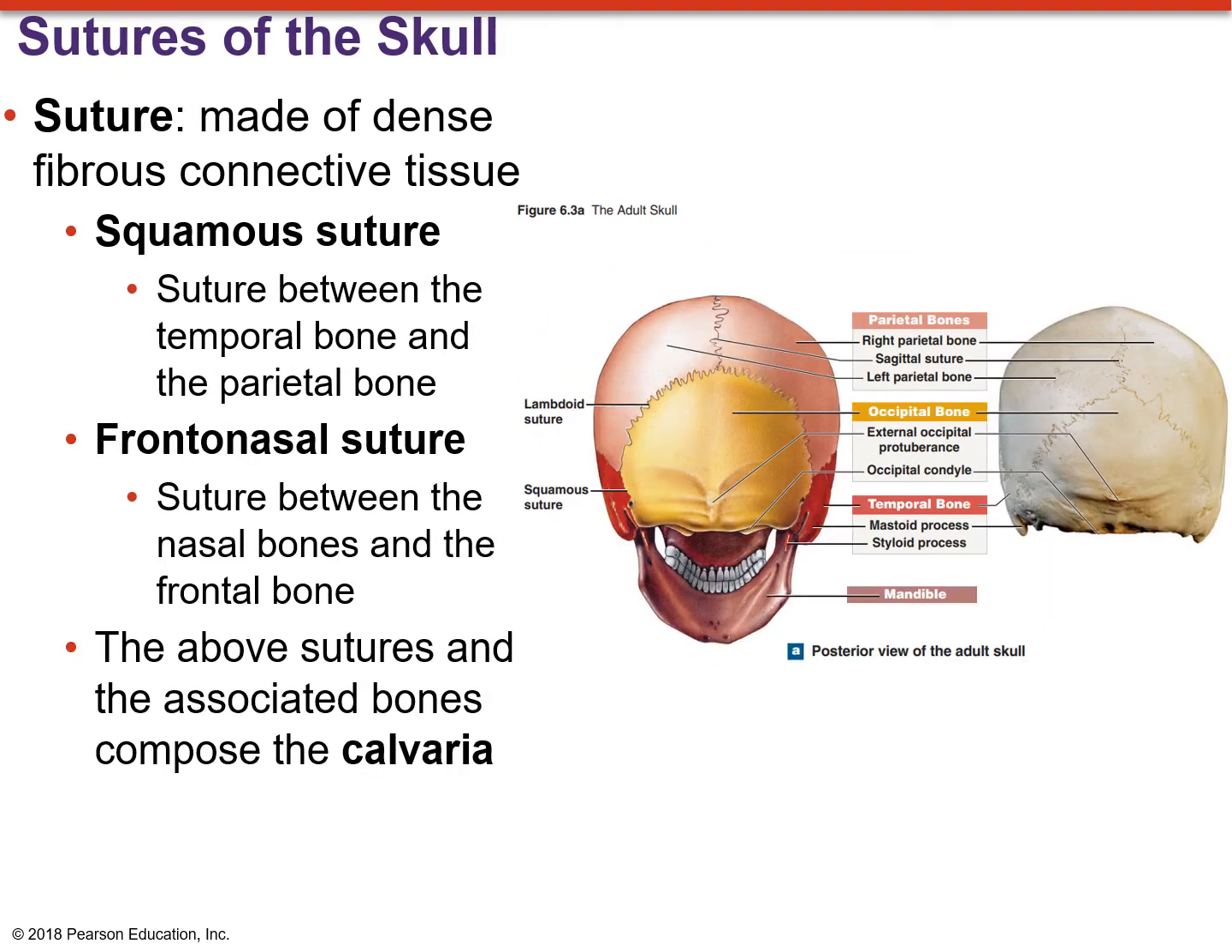When we're looking at the squamous suture, you can see on the side right there, the squamous suture is between the temporal bone and the parietal bone. Okay, going to have this squamous suture that's going to be on opposite sides of the head, right? We also have the frontal nasal suture, which I'll show you in just a second. And this is going to be the suture between the nasal bones and the frontal bone. Okay, and of course these sutures and associated bones, they're going to make up the calvaria or the cranium, right?